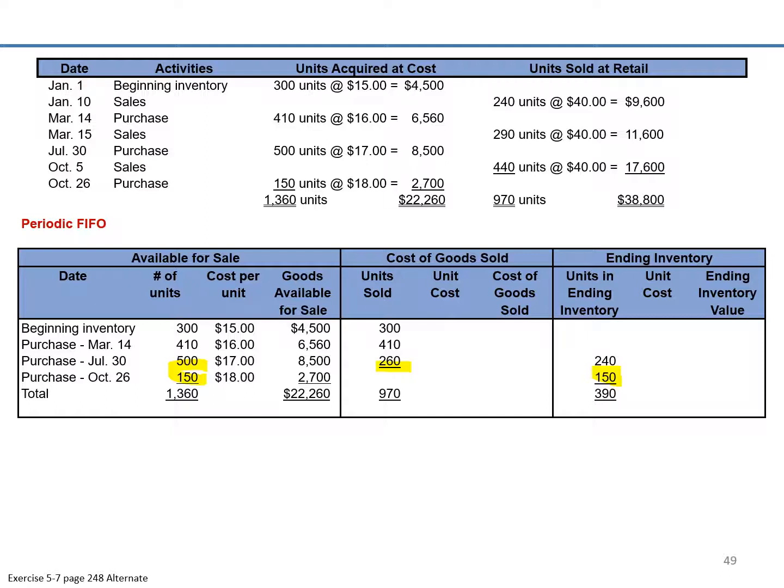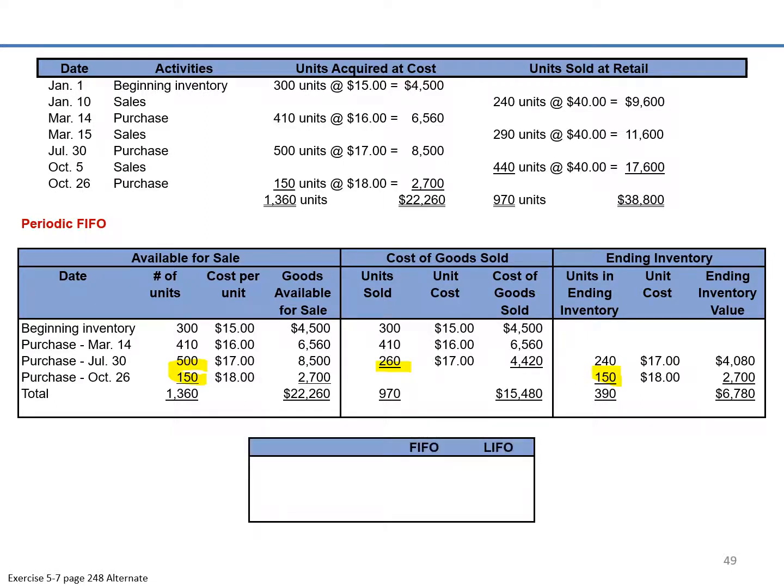So if you take your number of units times your cost, and then you add all of those up, cost of goods sold of 15,480. Then we apply our costs to our units in ending inventory, right? And add those up, we have ending inventory of 6,780. So under the FIFO method, we have total sales of 38,800. Total cost of goods sold under the FIFO method of 15,480. So we have gross margin of 23,320.